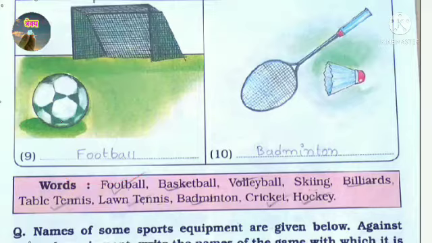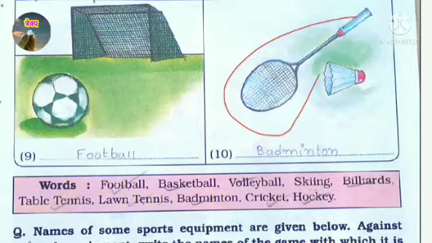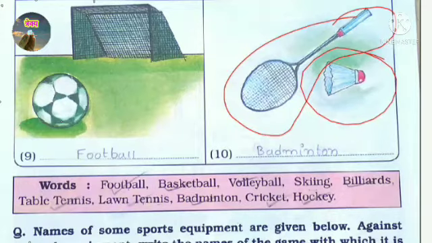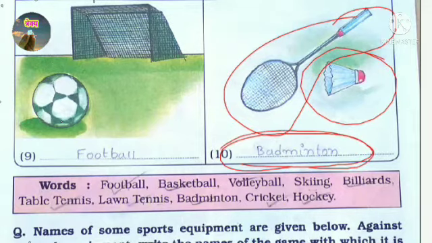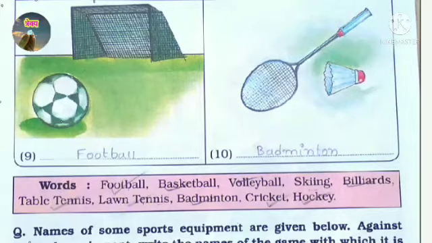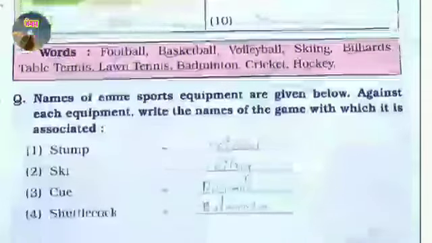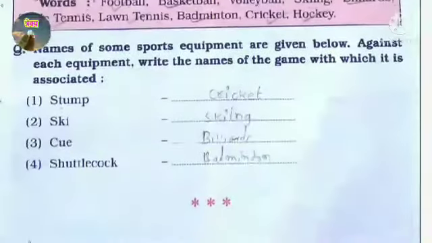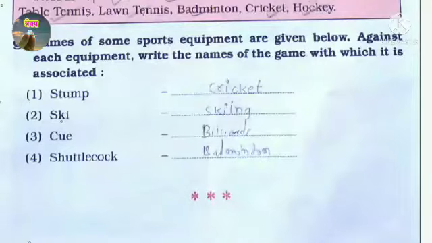Now next picture: here is a racket and one shuttlecock. So this game is called badminton. This game is played in India for entertainment. So students, today we see this set, and the last question for this set is here.